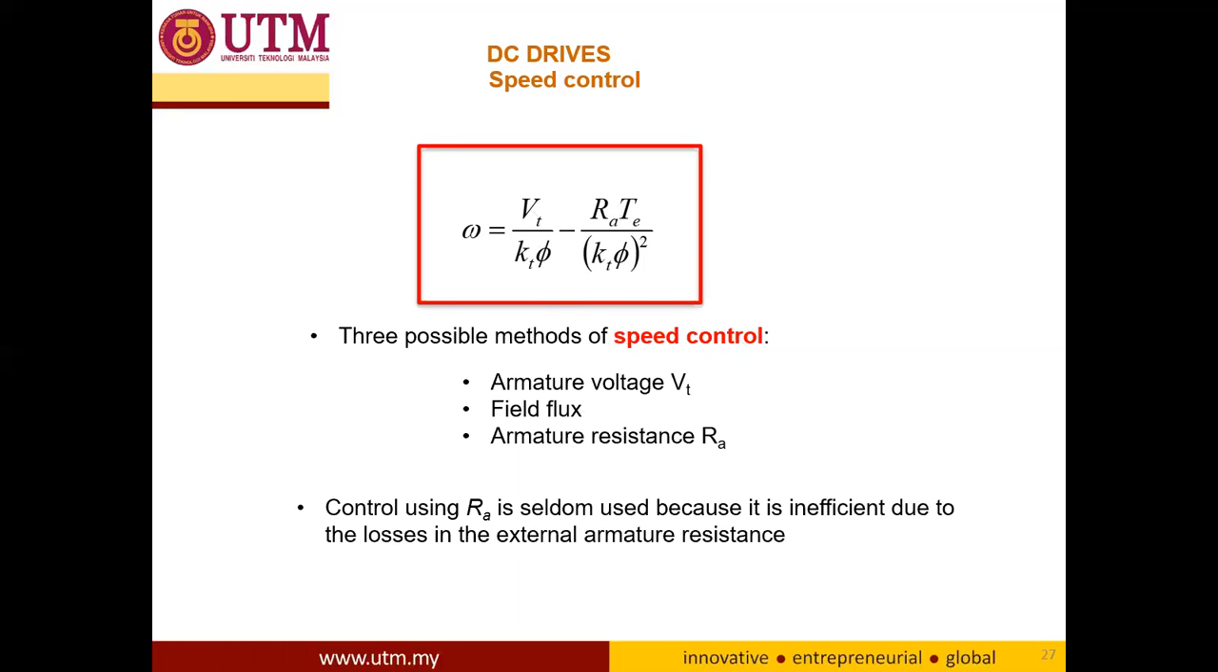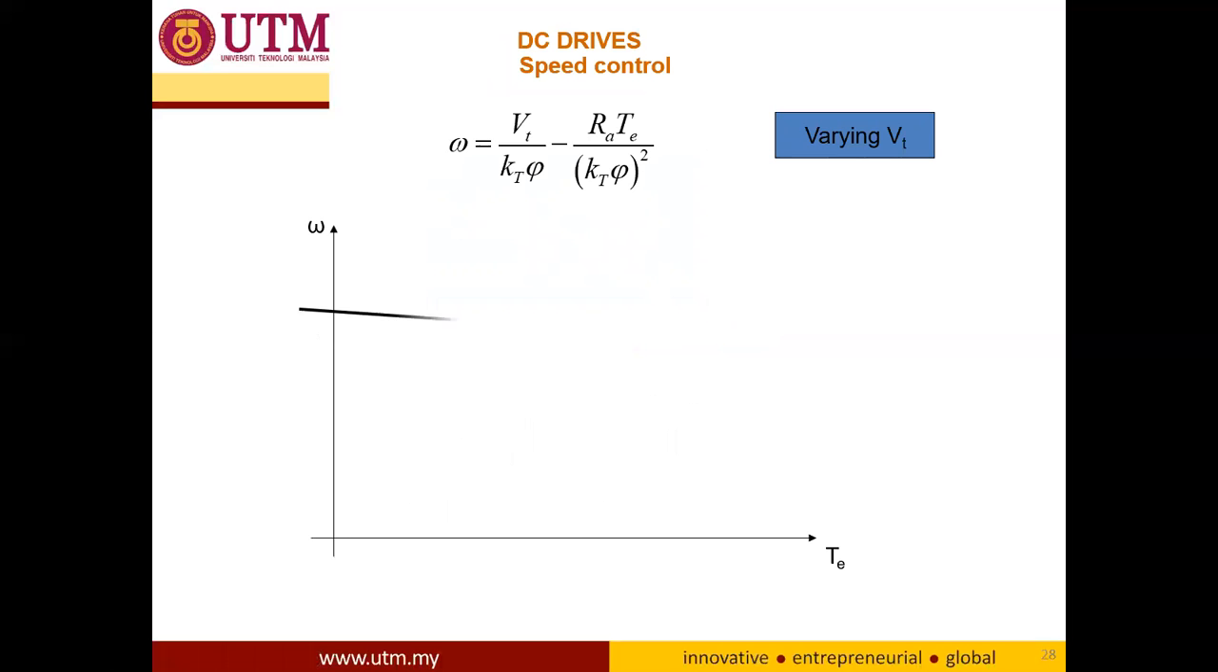But usually the first and second methods are not preferable. Why? Because of some limitations that we discussed. So mostly the speed is controlled by controlling the voltage input. So this is by varying the VT, let's see what happens.